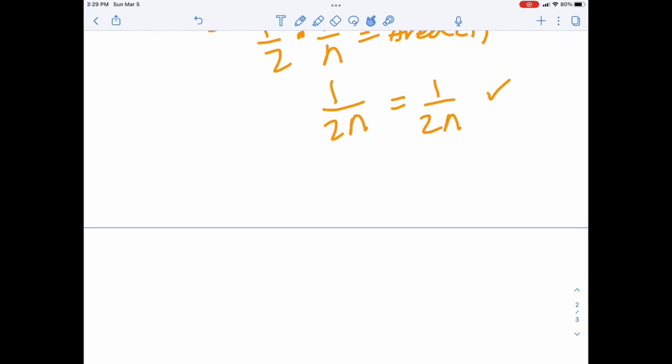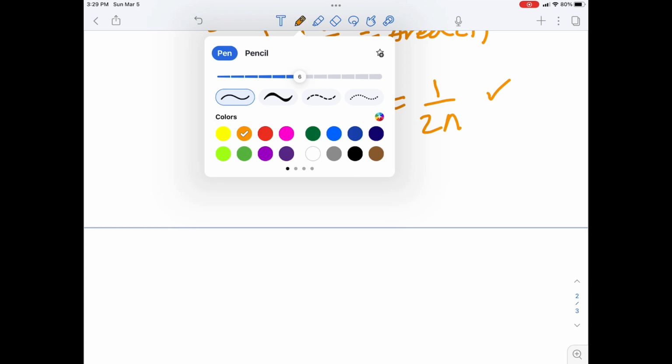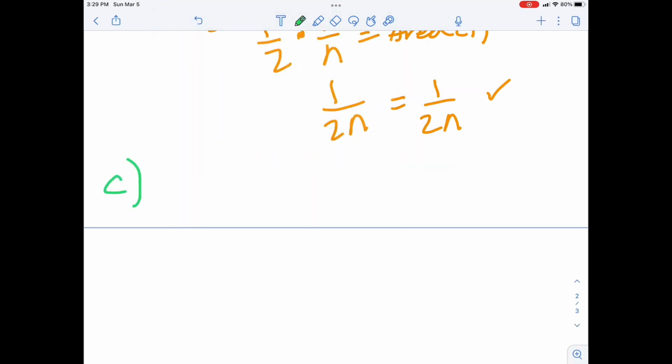So now part C, I'll do this green color. Part C is asking, let S be the region bounded by the graph of y equals x to the n, the line L, and the x-axis. Express the area of S in terms of n, and determine the value of n that maximizes the area of S. So there are really two parts to this section of the problem.